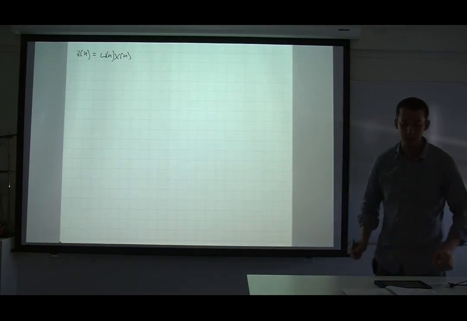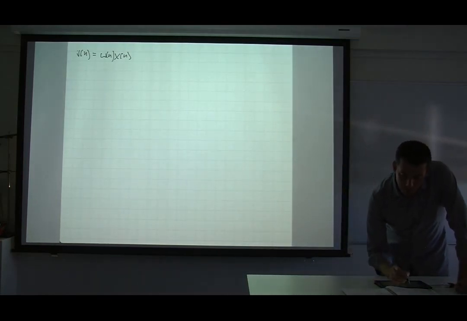And let's find out the power spectral density of it. So the notation gets a little bit odd here because we're talking about powers now. So instead of S, we write SVV.